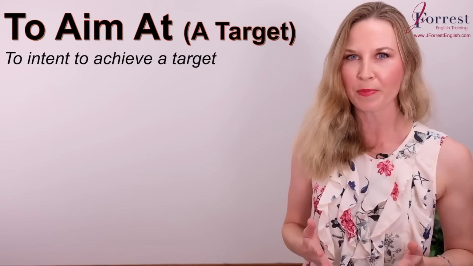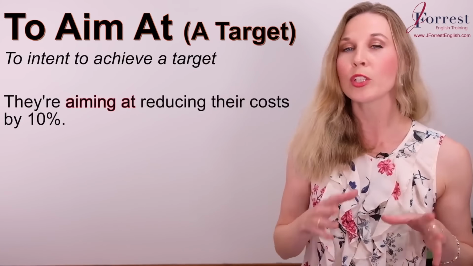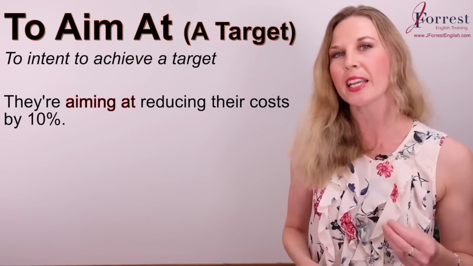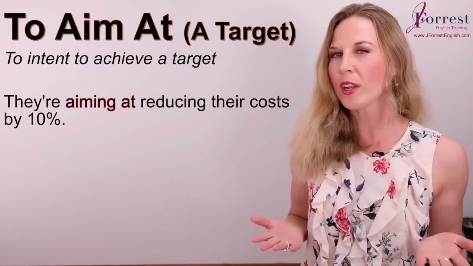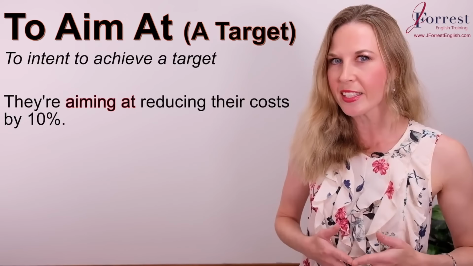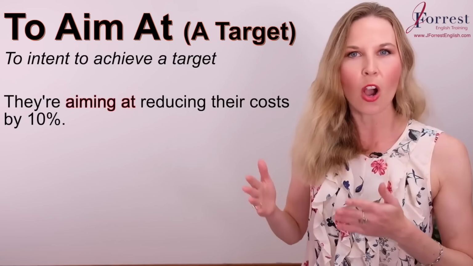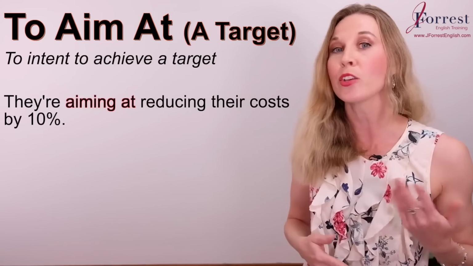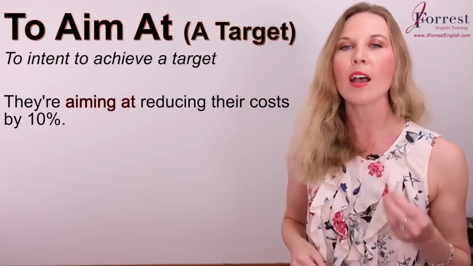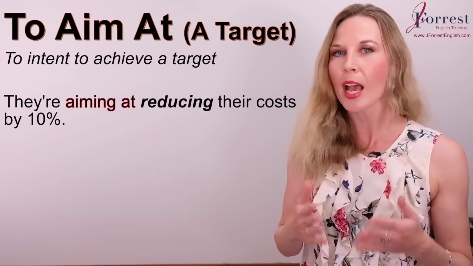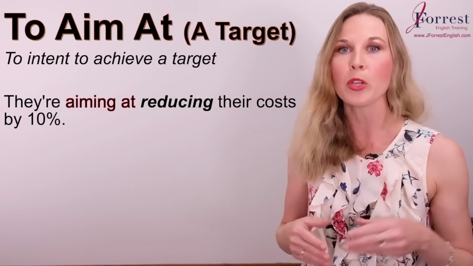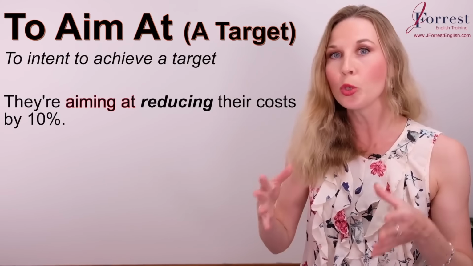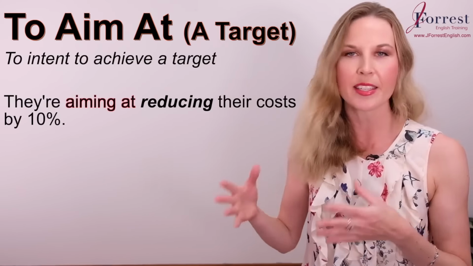For example, they're aiming at reducing their costs by 10%. So what's the target in this sentence? Reducing their costs by 10%. That entire clause is the target. Now notice we have a gerund verb. So you can absolutely have a gerund verb. You can aim at doing something, so a gerund verb.